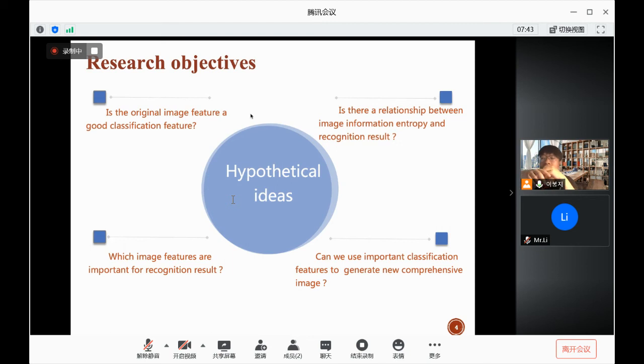After some research work, we have four ideas as shown in the following picture. Number one, is the original image feature a good classification feature? Number two, is there a relationship between image information entropy and recognition results? Number three, what image features are important for recognition results? Number four, can we use important classification features to generate new comprehensive image?